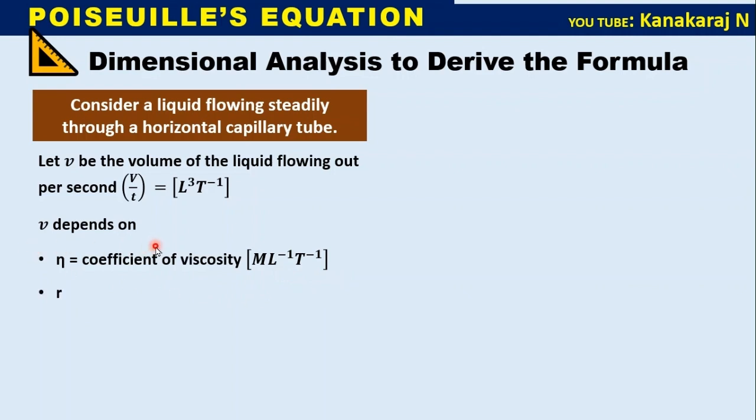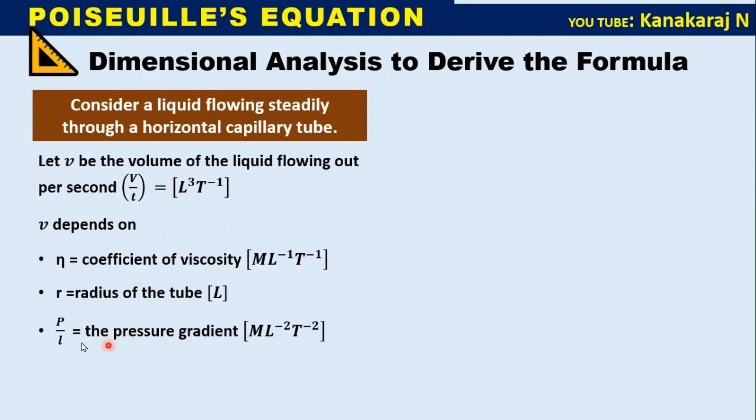Then V depends upon r, the radius of the tube. The dimensional formula is simply L. Third, V depends upon the pressure gradient P upon L. The more the length, the more we have to increase the pressure to maintain the same rate of flow. So P by L is constant. The dimensional formula of P by L is M L power minus 2 T power minus 2.